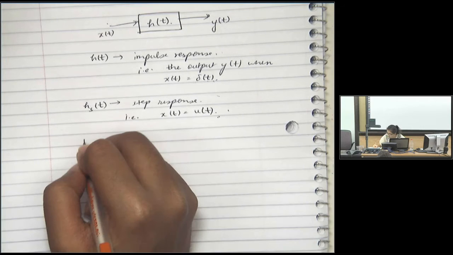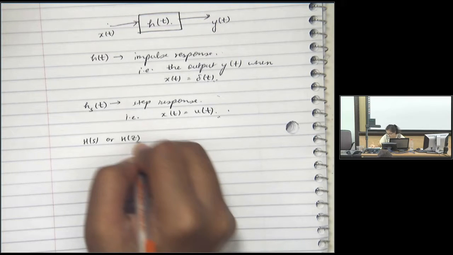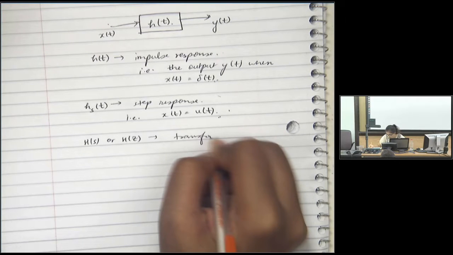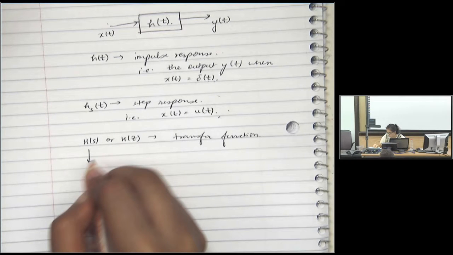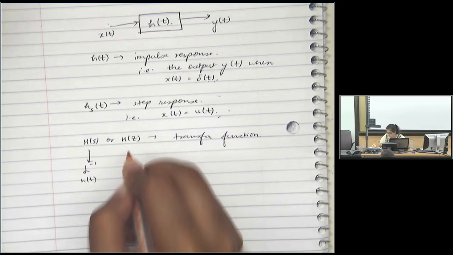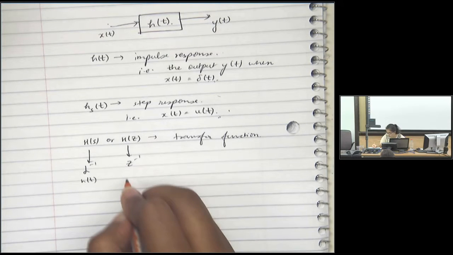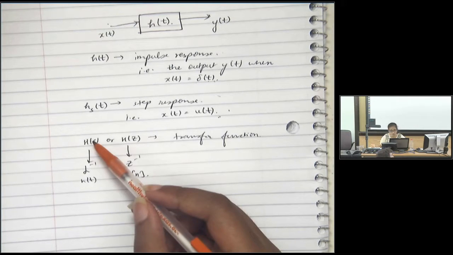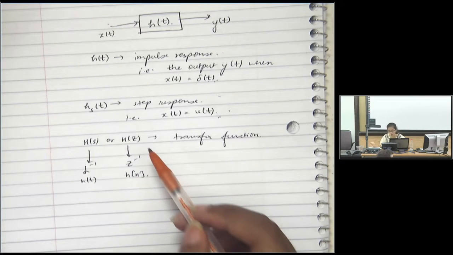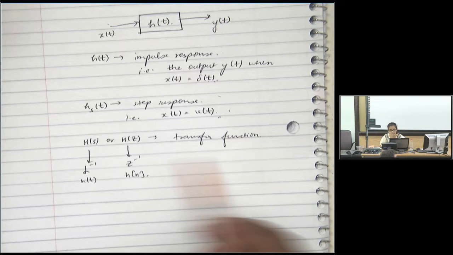H of s or h of z is your transfer function. If h of s or h of z is given to you, you take the inverse Laplace and get h of t, or take the inverse z transform and get h of n. Always remember that h of s is related to continuous time signals and h of z, the z transform, is only for discrete time signals. Do not mix the two. Okay?